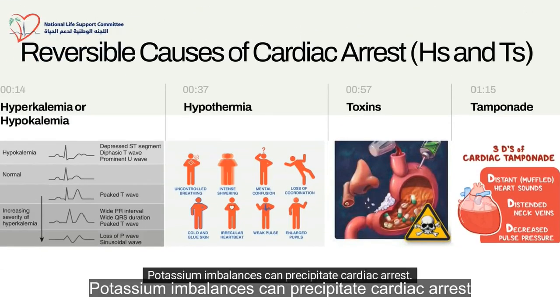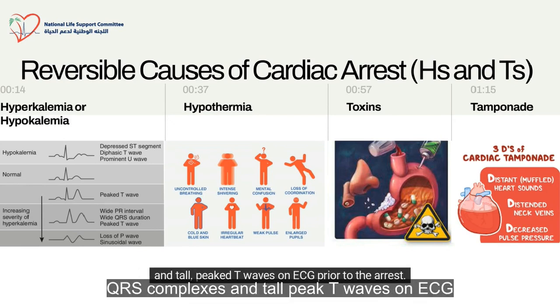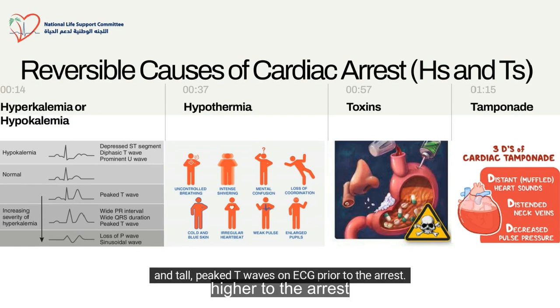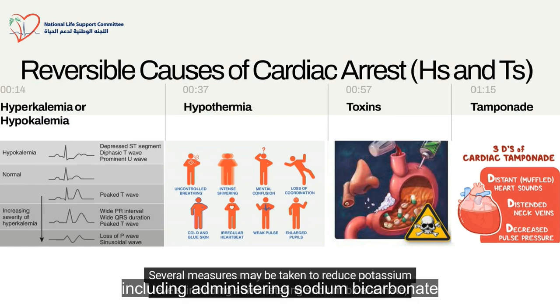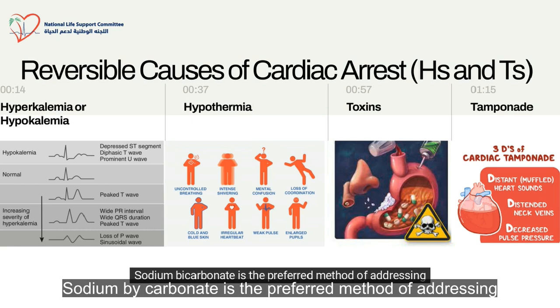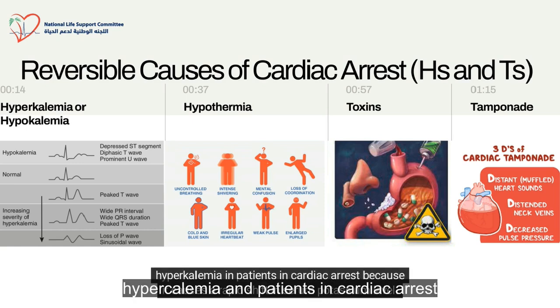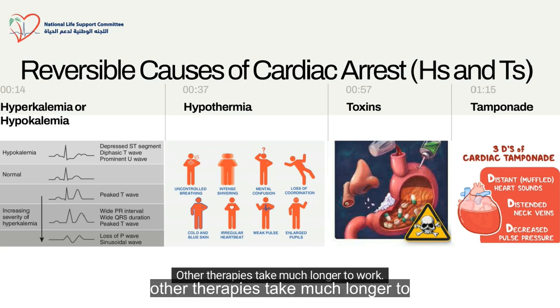Potassium imbalances can precipitate cardiac arrest. Suspect hyperkalemia in patients with acute or chronic renal failure and in those who had wide QRS complexes and tall, peaked T waves on ECG prior to the arrest. Several measures may be taken to reduce potassium levels, including administering sodium bicarbonate, glucose and insulin, or nebulized albuterol. Sodium bicarbonate is the preferred method of addressing hyperkalemia in patients in cardiac arrest because it causes a rapid shift in serum potassium level. Other therapies take much longer to work.